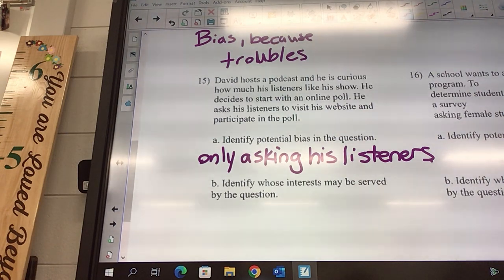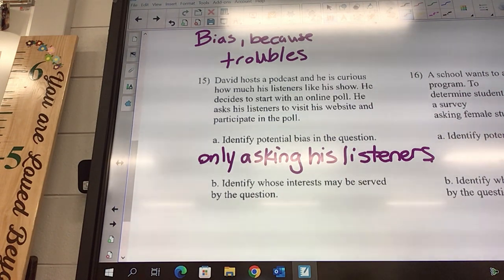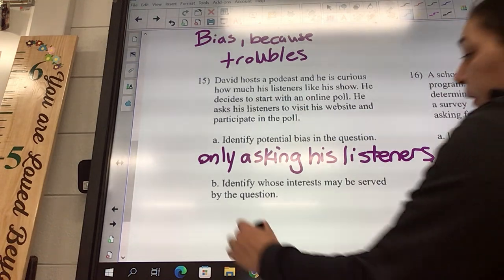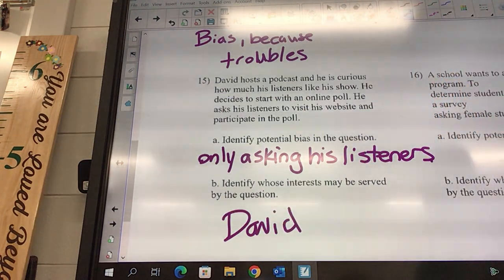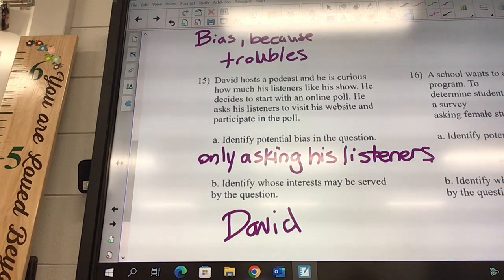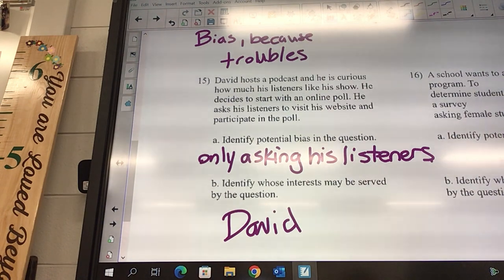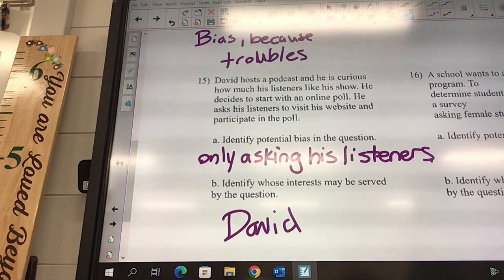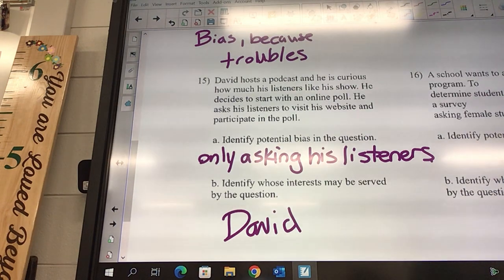So, whose interest may be served by this question? Who gained something from this survey? David. Okay, David's the one that's going to gain something from the survey. And to me, this is the question that you guys get wrong the most: who's gaining something here? You need to think who is benefiting from the survey, despite how the results go. Who is benefiting from it? I would never benefit from this guy's talk show podcast because I don't listen to it. Okay, it's not mine.